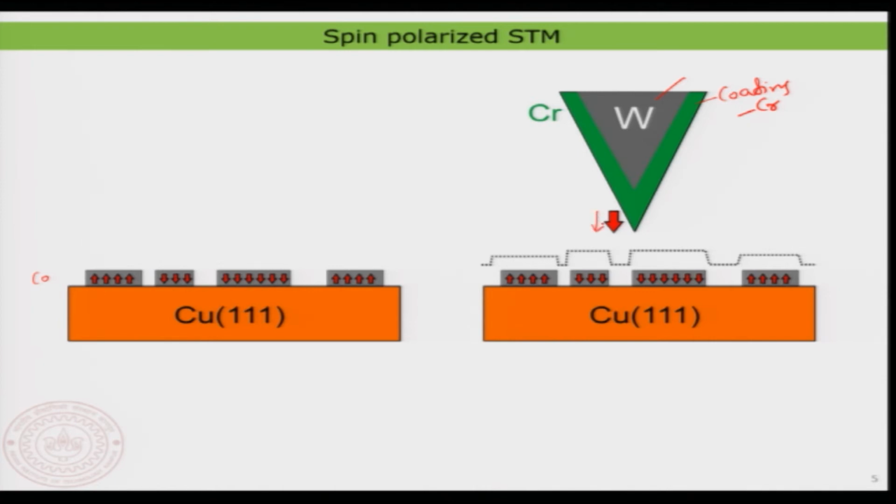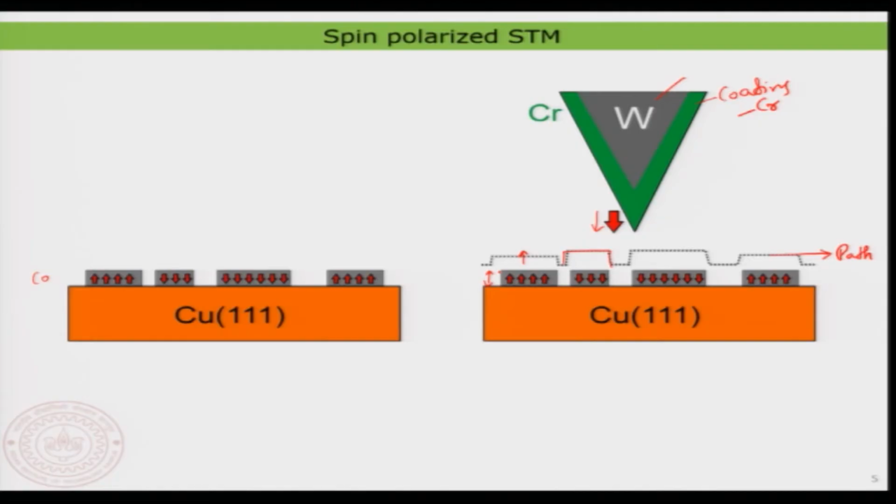So, if you take this tip and move across the island, then depending on the alignment of the magnetization of the tip and the surface, you get a slightly different topography. For example, here you see that the topography is slightly higher when the magnetization of the tip and the surface are pointing in the same direction, or when they are matching. When the magnetization is in the opposite direction, as here, then the topography is low, because this is the path along which the tip is moving.